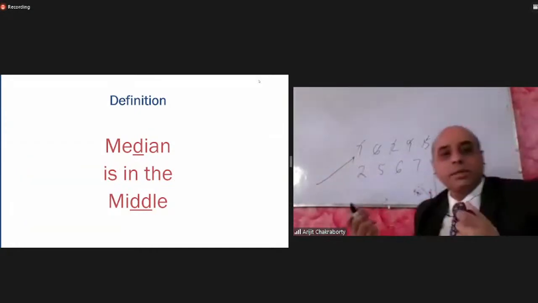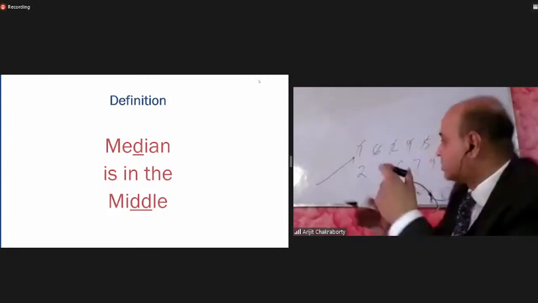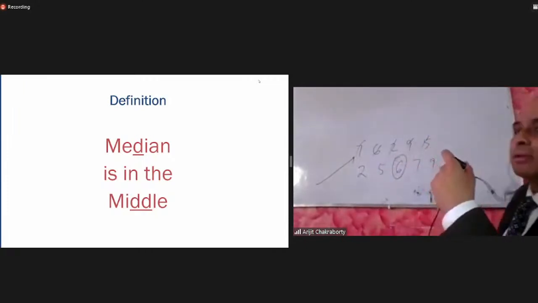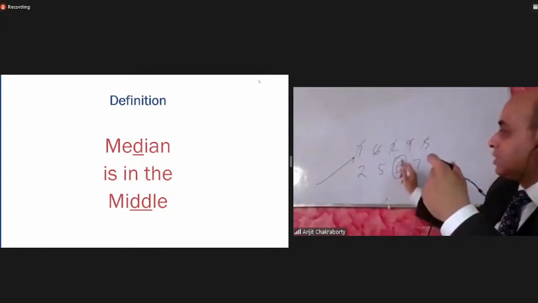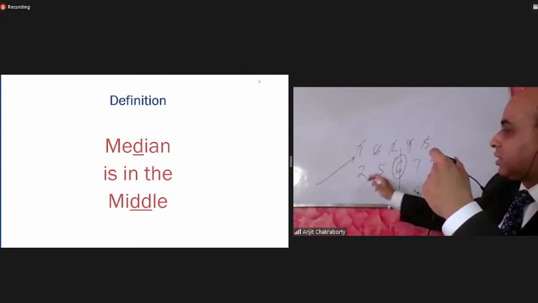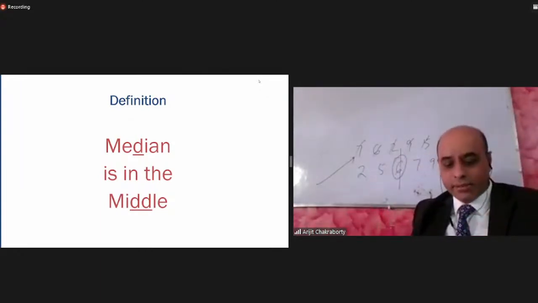Now what is the median? Very simple, median is in the middle. What is the middle one? 6. That is the median, very easy. You can see 6 is in the middle. There are 2 numbers to the left, 2 numbers to the right. So this is the median concept. I think it is very easy.